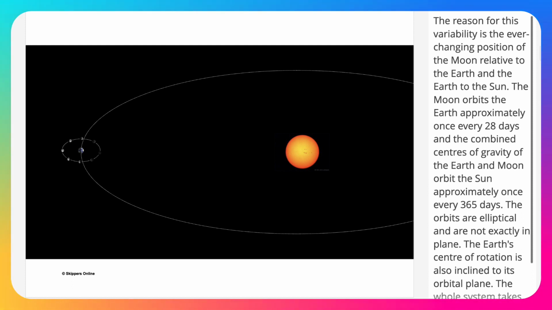The reason for this variability is the ever-changing position of the moon relative to the Earth and the Earth to the Sun. The moon orbits the Earth approximately once every 28 days, and the combined centers of gravity of the Earth and Moon orbit the Sun approximately once every 365 days. The orbits are elliptical and are not exactly in plane. The Earth's center of rotation is also inclined to its orbital plane. The whole system takes 18.6 years to complete its cycle, and this period is known as the tidal epoch.